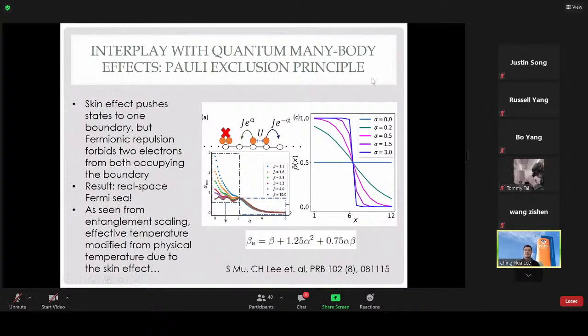So they will accumulate on one side, but when they accumulate on one side, it looks like they obey a Fermi distribution, but in real space. So this actually behaves like an actual Fermi surface in energy space if you define the effective temperature to be equal to the physical thermal temperature plus some nonlinear corrections between the temperature and alpha, which is the hopping asymmetry.